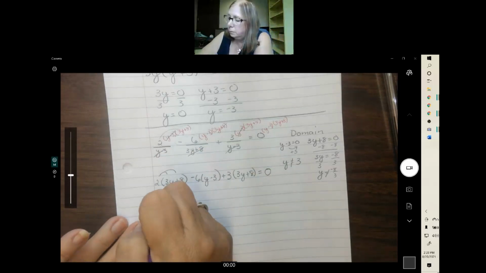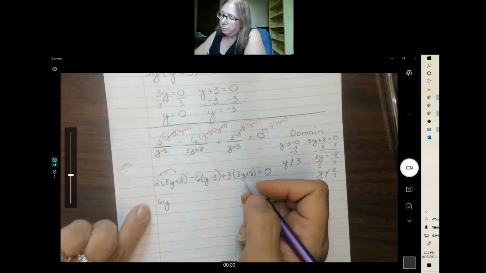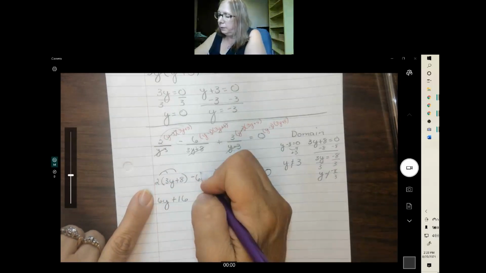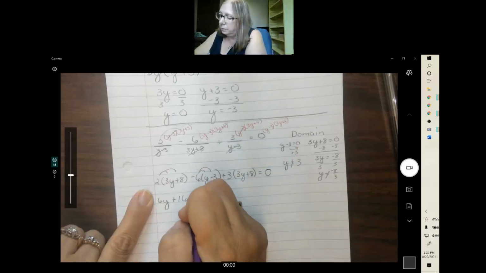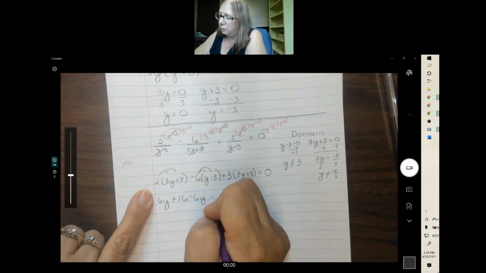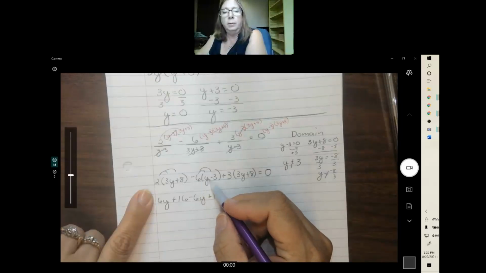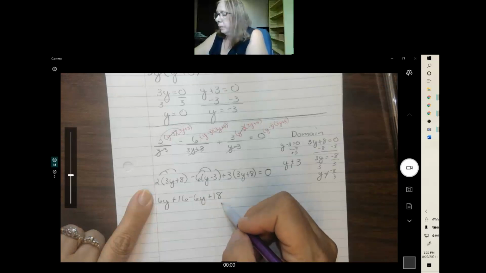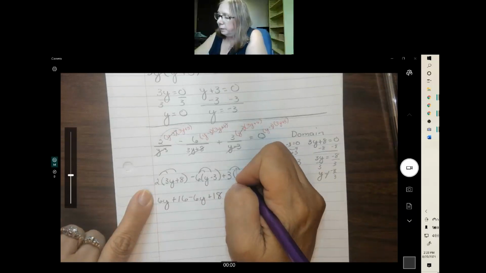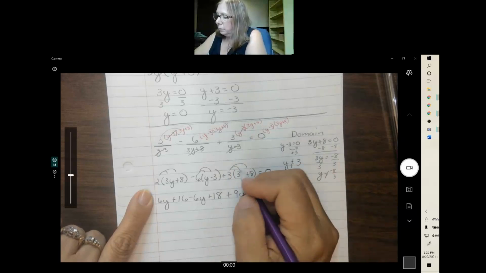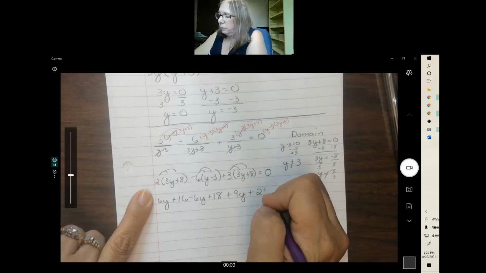Distributing 6y plus 16, then distribute the negative 6. Gives us a negative 6y and a positive 18. And then we distribute the 3, 9y plus 24 equals 0.